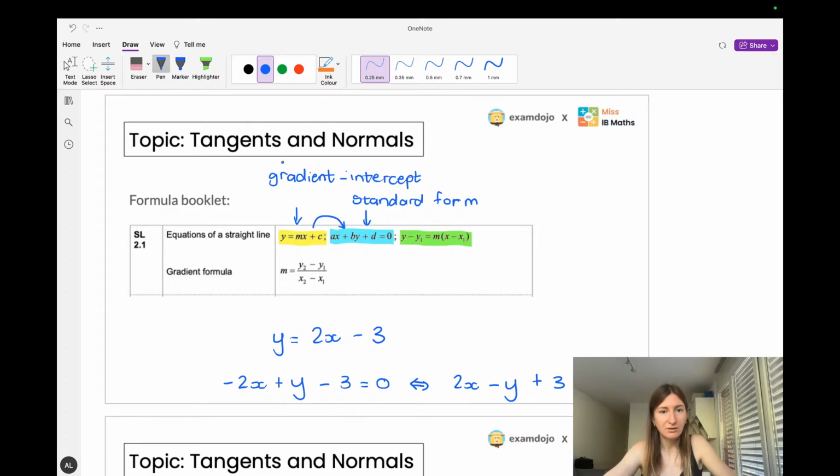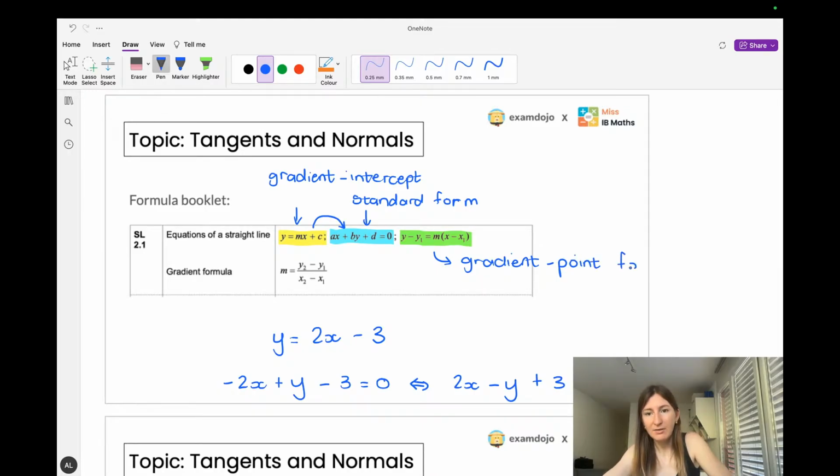And in tangents and normals, that's quite a common last step, is you'll get your equation like this or like this, and then they'll say, put it in standard form, or just like this. And then this form, this is our gradient point form. Gradient point.